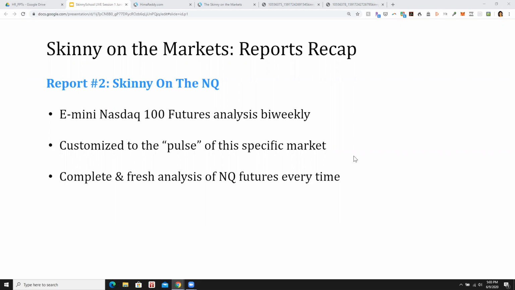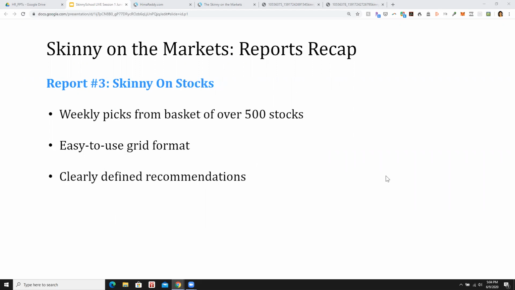Okay, so now let's move on. So we're going to briefly talk here about the Skinny on stocks, and we'll spend more time on it later in Skinny School. So moving beyond futures, report number 3 is the Skinny on stocks. Okay, so this weekly report gives you my top picks from the S&P 500 stock components, and it's in a really easy to use grid format, which we're going to look at more later in Skinny School.